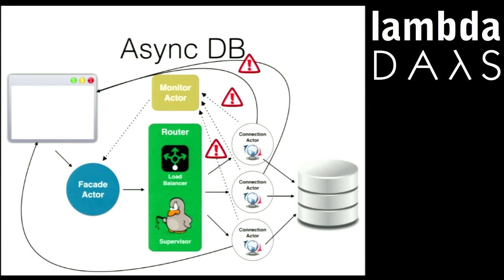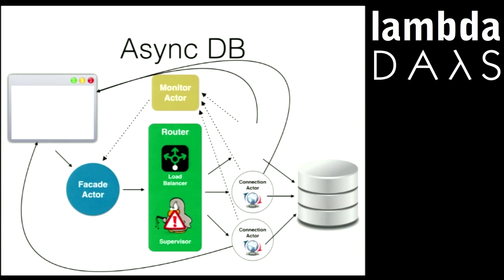So, when there is a failure, the first thing the actor would do is send a message back to the client to tell it something went wrong. Then it will send a message to the monitor actor to tell it, oh, my connection is down. And then that error message will get propagated to the supervisor. And what the supervisor will do, it will kill the actor. Yeah, so we want to fail fast.